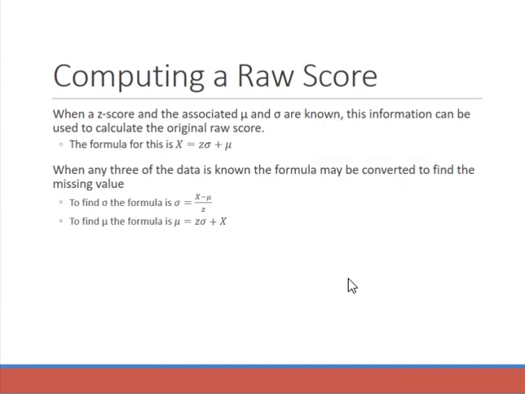Okay, so we can rearrange this formula to compute any of the components, right? So if we know all of the information except for the standard deviation, we can solve for the standard deviation. If we know all of the information except for the mean, we can solve for the mean. So we'll be doing lots of problems that are variations of the same formula.